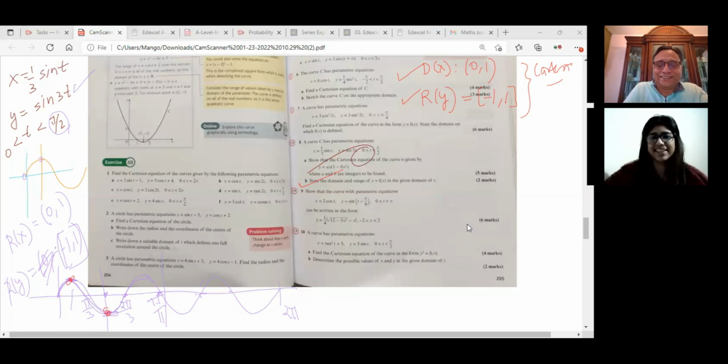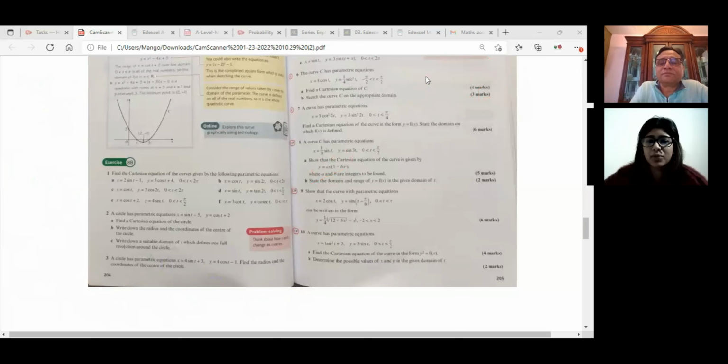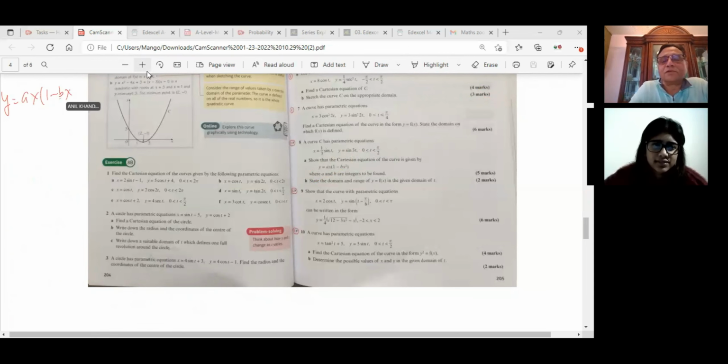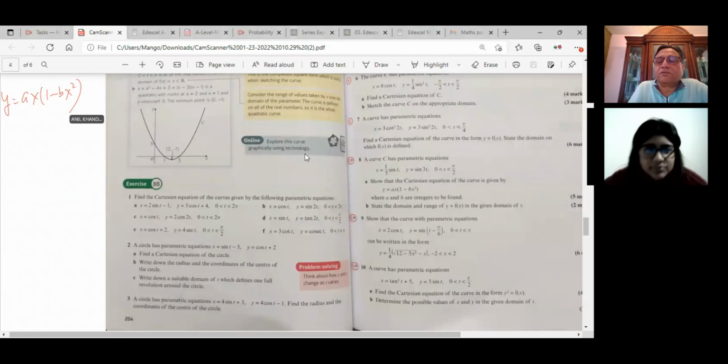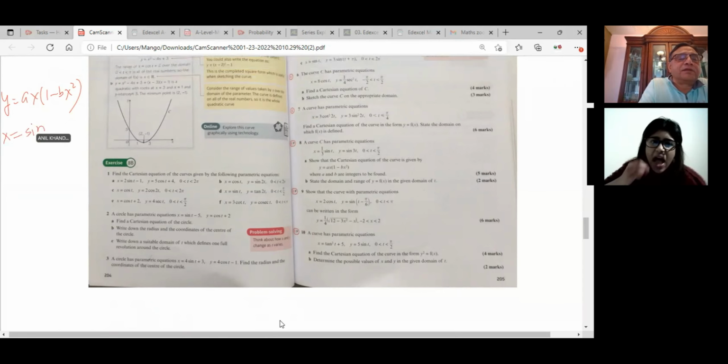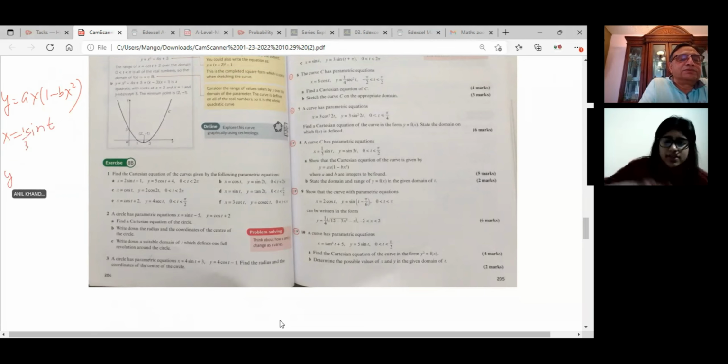So part A was saying, show that the Cartesian equation of the curve is given by y equals ax(1 minus bx squared). Okay, so that is what they want us to prove. We know that's the Cartesian form. We are given x equals a third sine t, and y equals sine 3t.